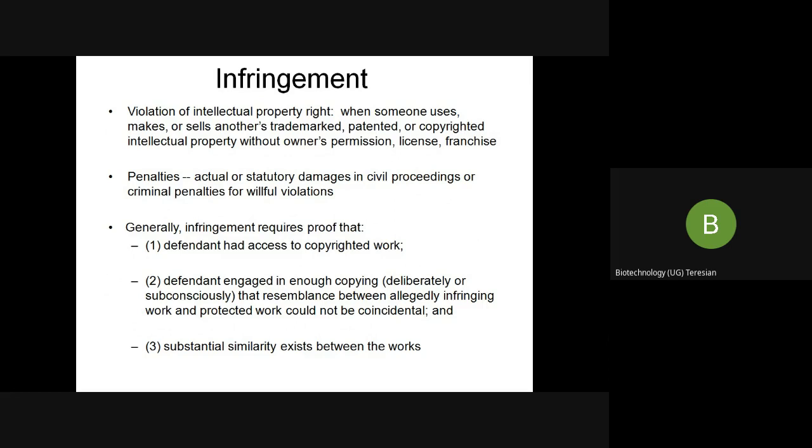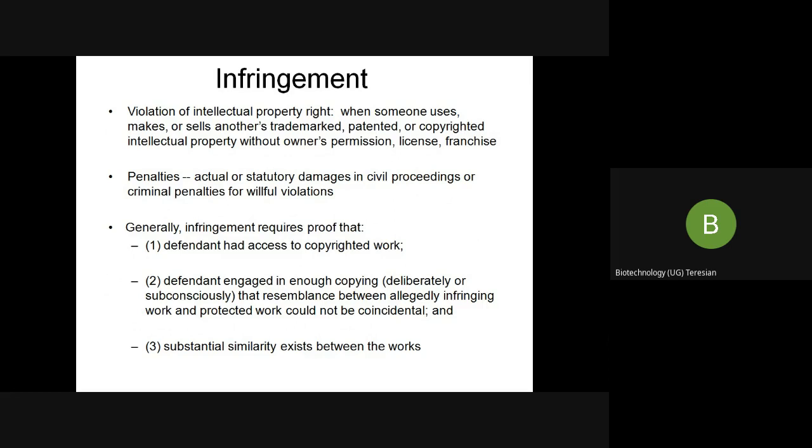So infringement means violation, and it involves all the things which come under the umbrella of intellectual property rights. You can see that the punishment also is severe and it varies. The penalties are actual or statutory damages in civil proceedings, or criminal penalties for willful violation. You can go for civil or criminal penalties, and generally infringement requires proof. When you are saying the other person has infringed, it requires proof.